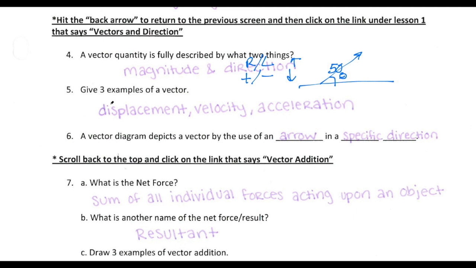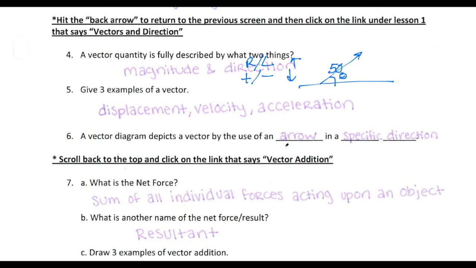Give 3 examples of a vector, so things like displacement, velocity, acceleration. If we want to go with non-motion related things, temperature would be considered a vector as well, because it can go up, it can also go down, it can go into the negative direction. Mass is not. Mass would be a non-example of a vector, because mass is either 0, meaning it's an object that doesn't exist, or it is a positive number. We can't have a negative mass. Number 6, vector diagram depicts a vector by use of an arrow in a specific direction. Again, the arrow should be something that is drawn approximately to scale.